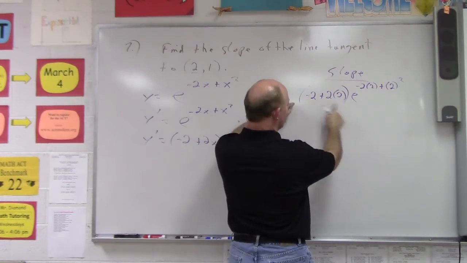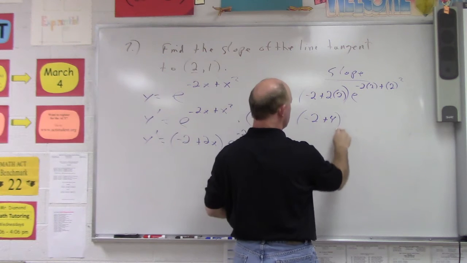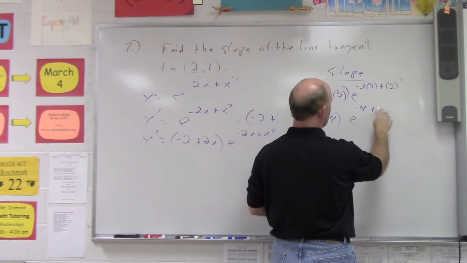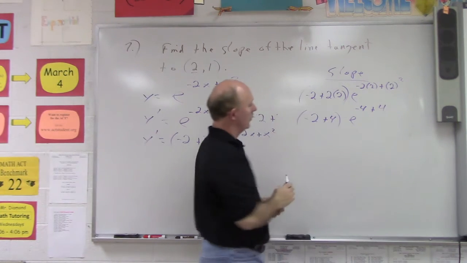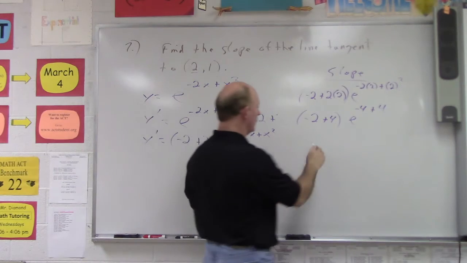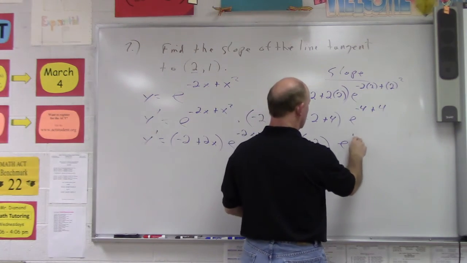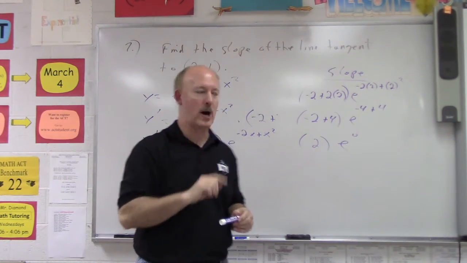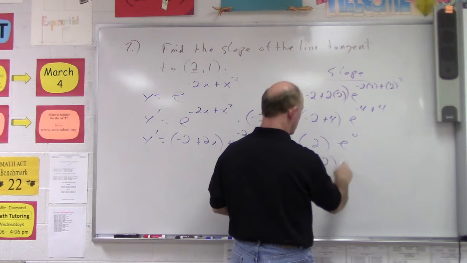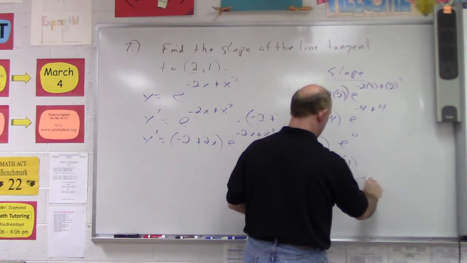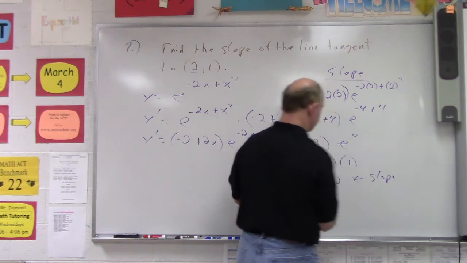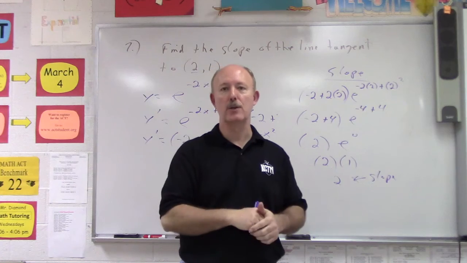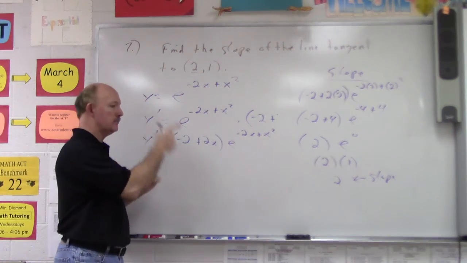Now, inside our parentheses, first we get negative 2 plus 4. The exponent: negative 2 times 2 is negative 4, plus 2 squared is 4. So our exponent is negative 4 plus 4, and we end up with 2 times e to the 0 power. I'm sure you remember anything to the 0 power is 1. So here we have 2 times 1, or just 2. So this is our slope. That's how you find the slope of your tangent line at a particular point on your curve. Once again, get your derivative, substitute it in.